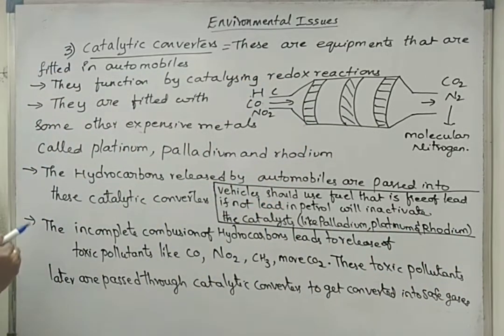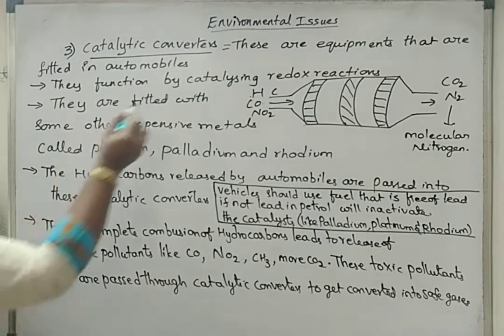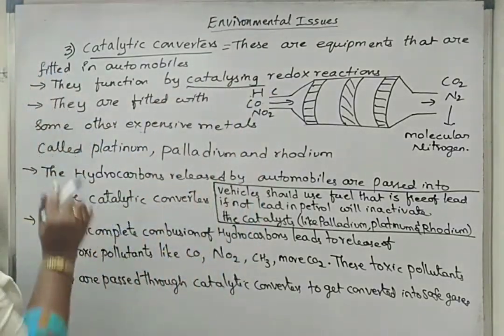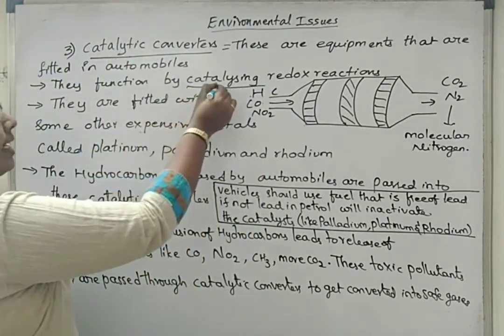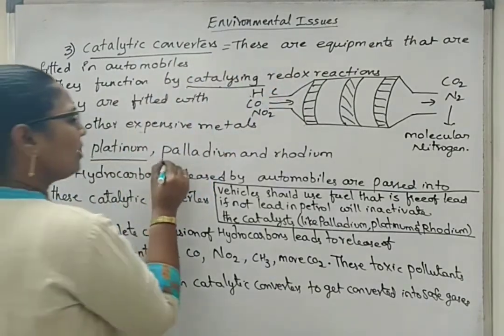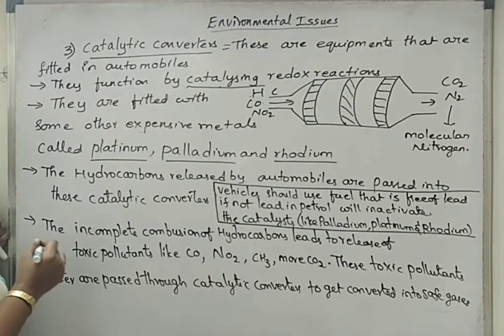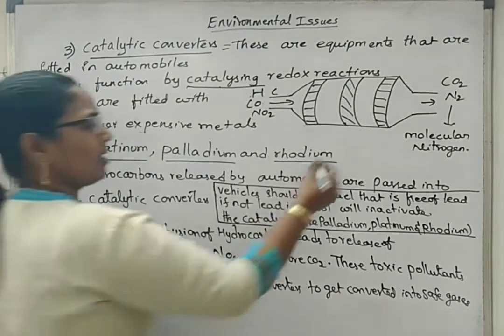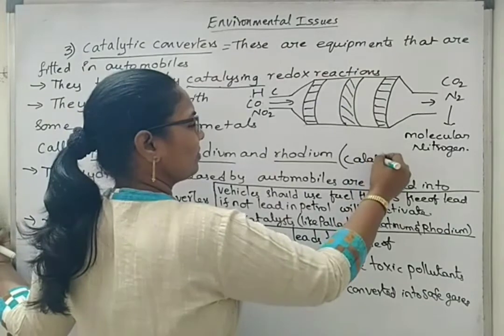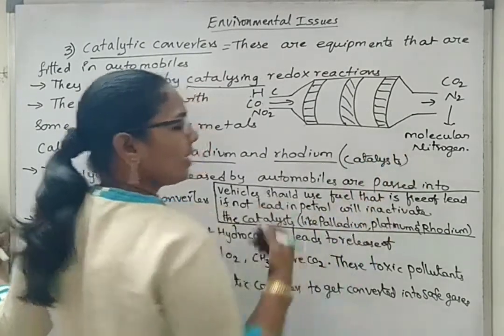So here we have used catalyzing redox reactions. In catalytic converters, this catalyzing of redox reactions is done by these three expensive metals. So these are considered as the catalysts. These three are considered as catalysts in catalytic converters.